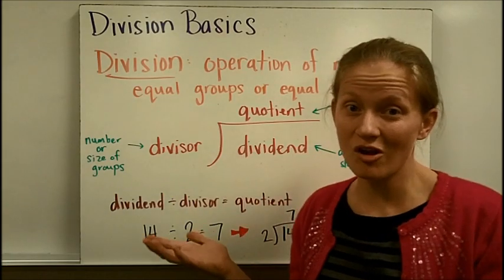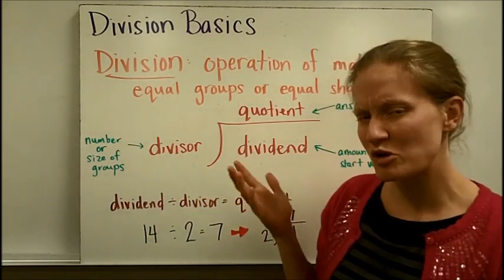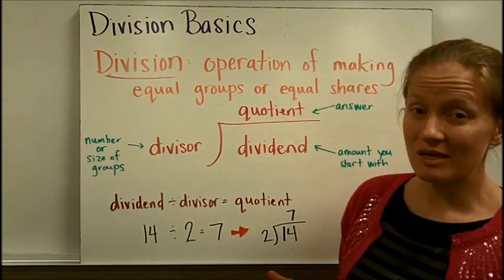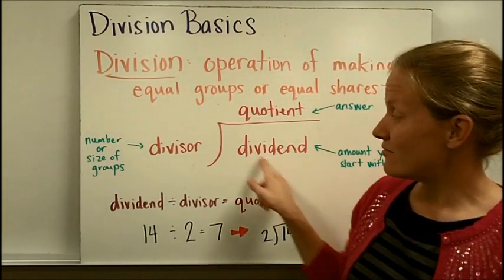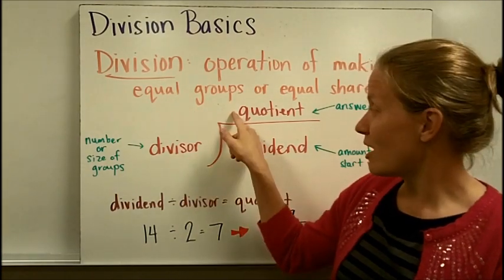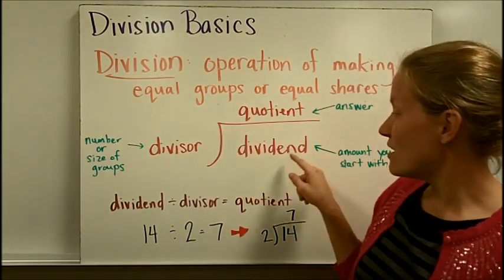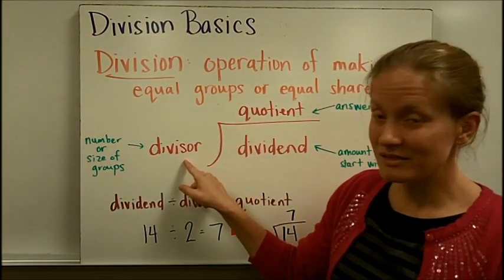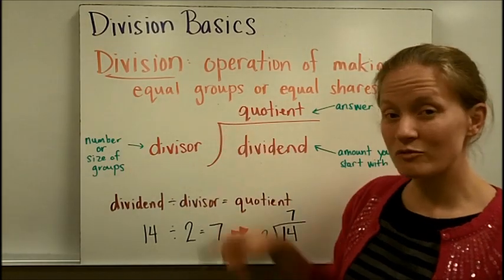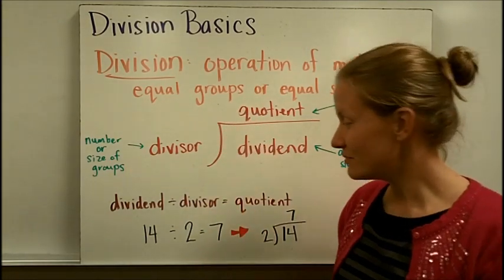Inside dividend, outside divisor, up top quotient, dividing all the time. Let's do it one more time. Inside dividend, outside divisor, up top quotient, dividing all the time.